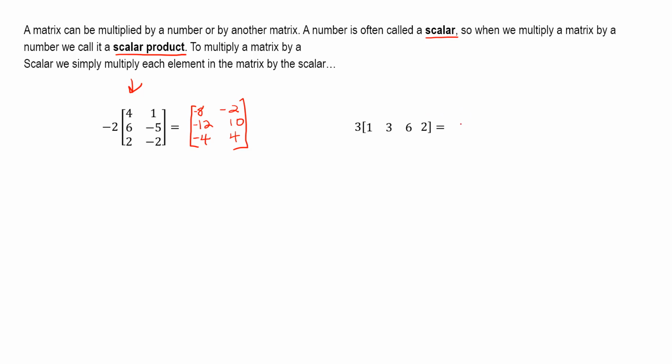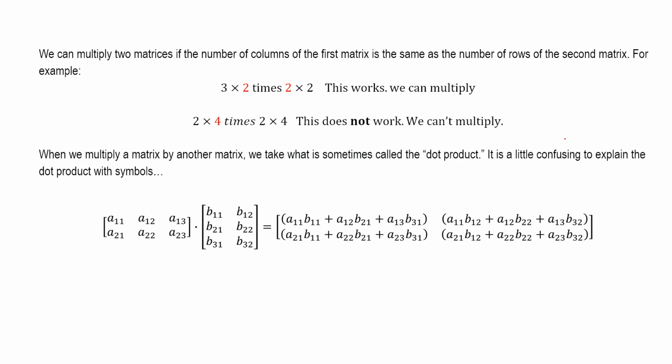It's pretty simple. To multiply 3 times this row matrix, we call this a row matrix because it just has one row. Again, you're multiplying 3, which is a scalar, by a matrix. You just multiply it by each element. So 3 times 1 is 3, 3 times 3 is 9, 3 times 6 is 18, 3 times 2 is 6. And that's your new matrix, the product.